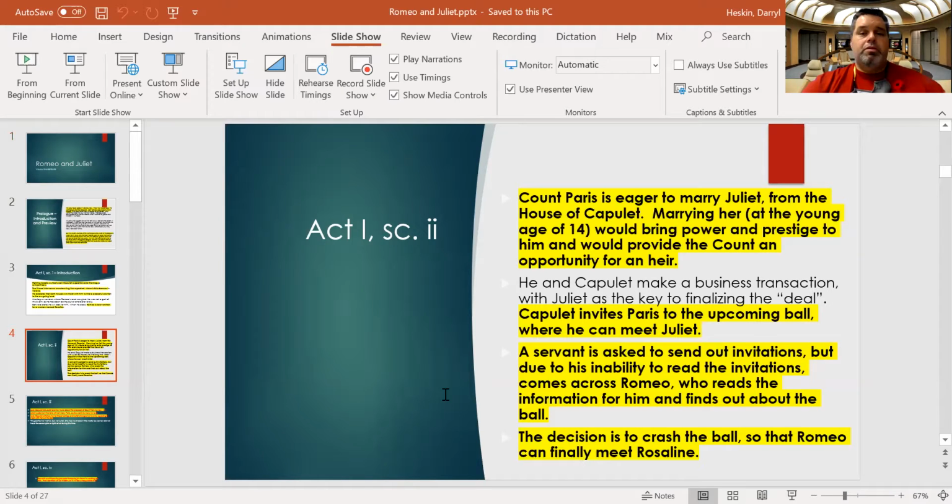A servant is asked to go send out invitations to the invitees. And of course, unfortunately, he cannot read what's on the letter. So he asks Romeo to read it. And so Romeo finds out who's going to be there. And guess what? Rosaline's going to be there. So he decides to crash the party.